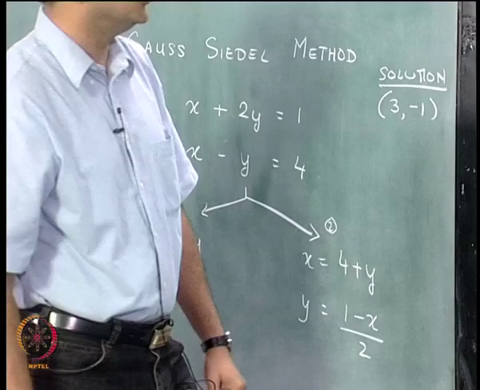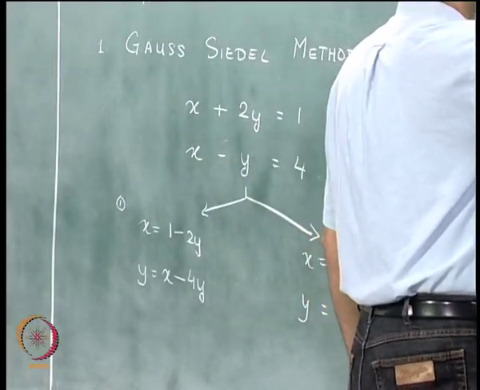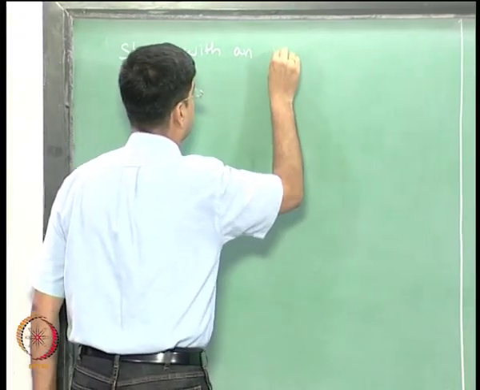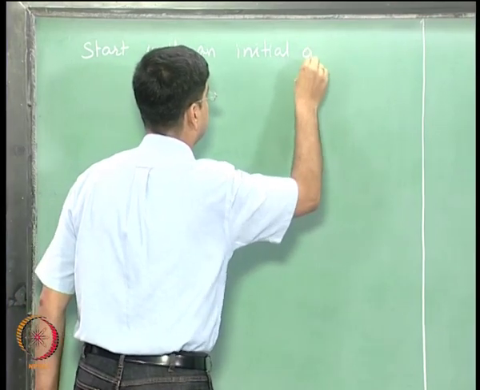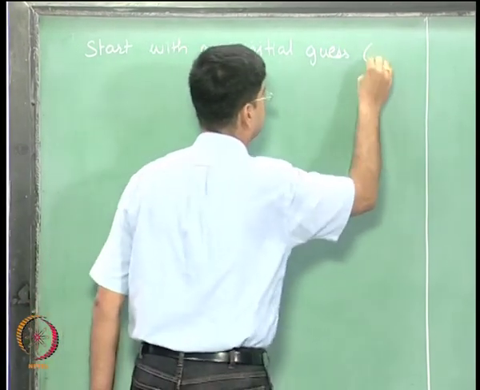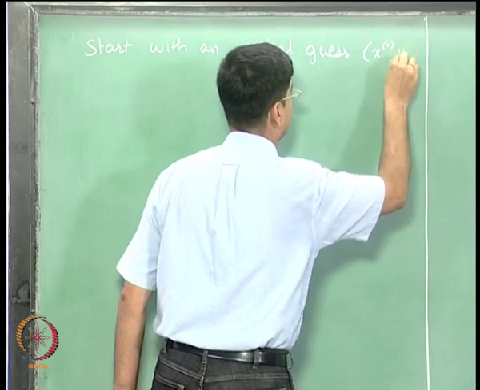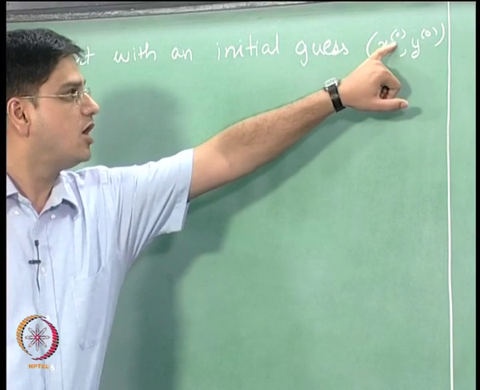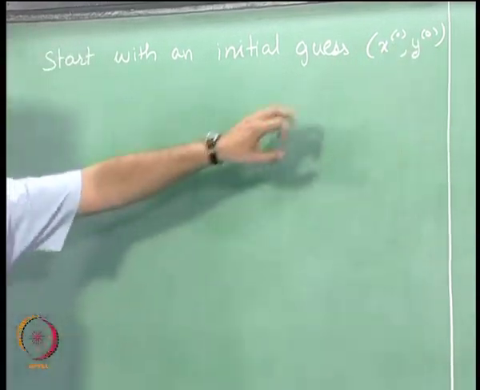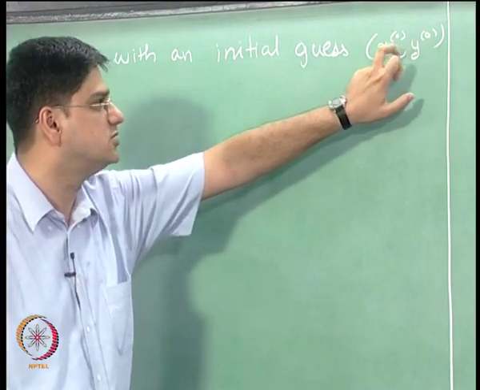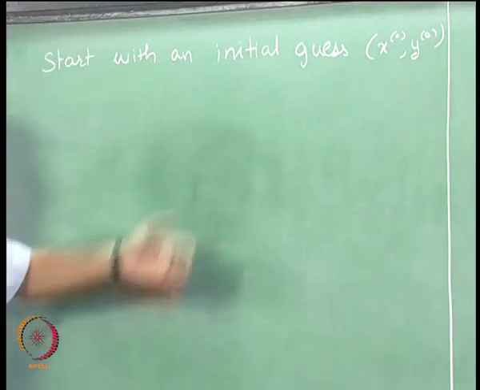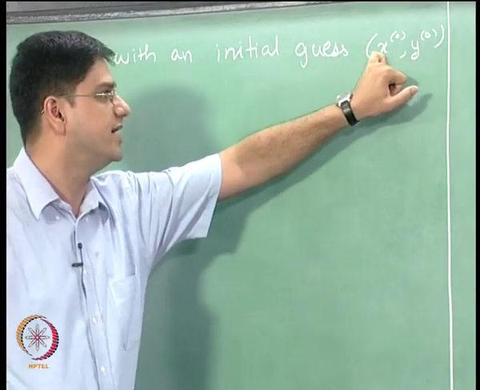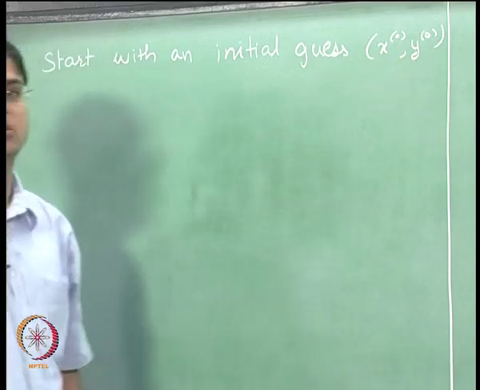Now it is an iterative procedure, so we will start with an initial guess, x superscript 0, y superscript 0. I represent the superscript in brackets to say this is the initial value, the 0 represents the initial value, and as we iterate multiple number of times, this will become x1, y1, x2, y2, x3, y3 and so on and so forth.